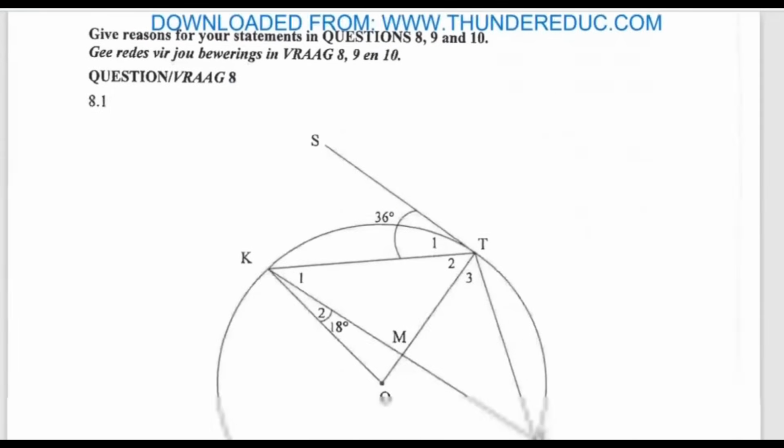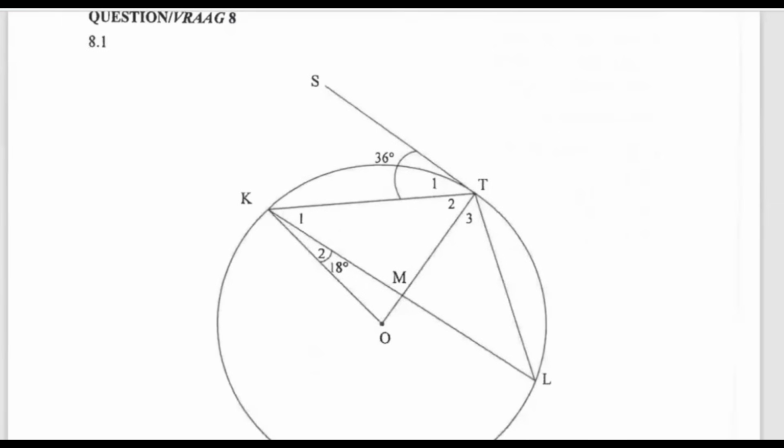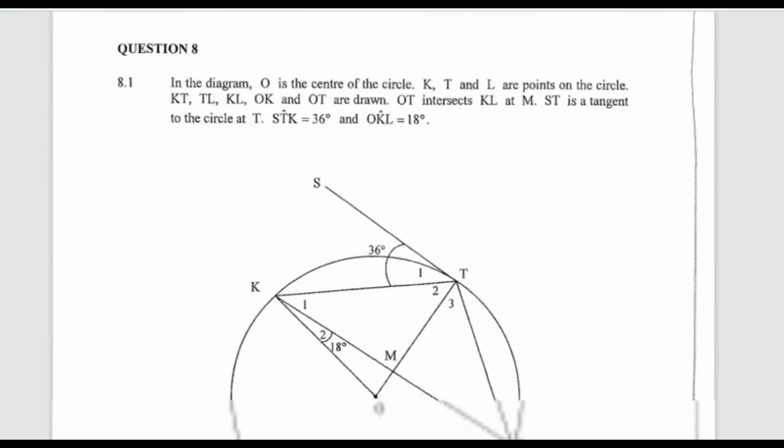All right, question number 8. Euclidean geometry. With question number 8, they're telling us that in the diagram, O is the center. K, T, L points are drawn, OT intersects that at M, and then you have a tangent. So this is big O. And then they're telling us that angle STK is 36, and this is 18.